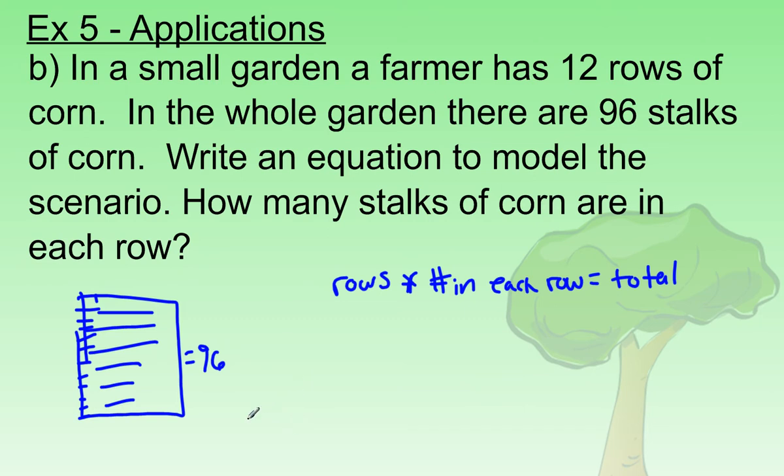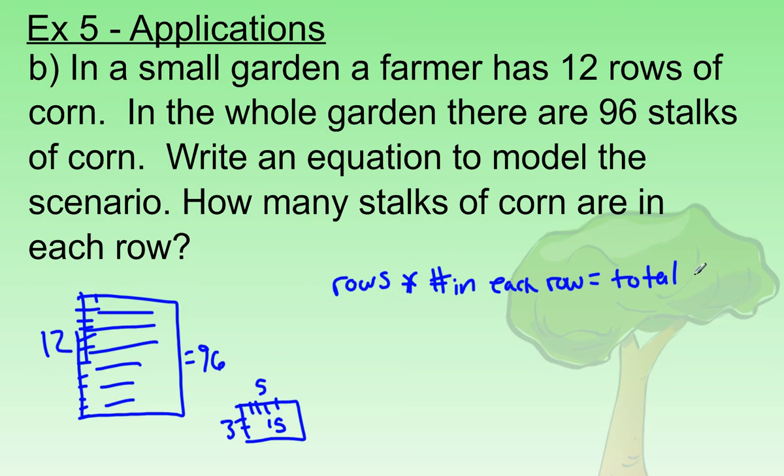It's kind of like finding area of something. So if you had a rectangle that was 3 units this way and 5 units this way, if you multiply the length times the width, the rows times how many are in each row, that would give you a total of 15. That's essentially what this is saying. It's saying there's 12 rows here, there's a total of 96. How many are in each row?